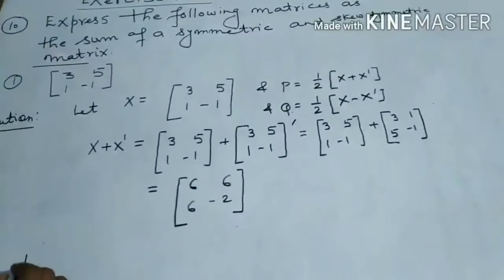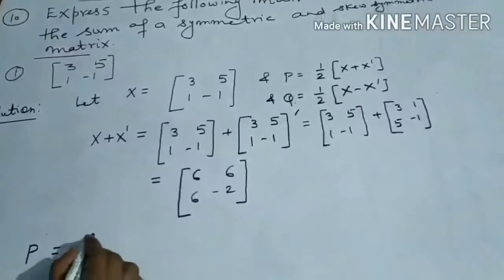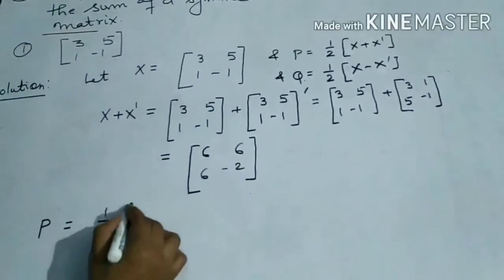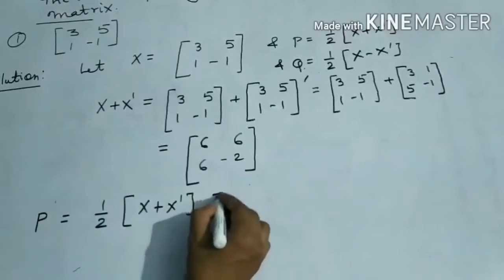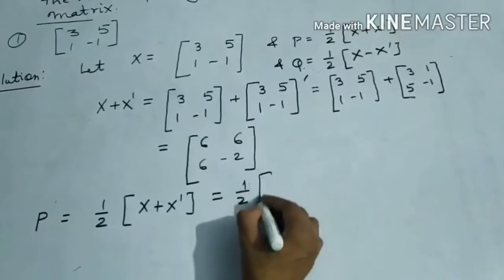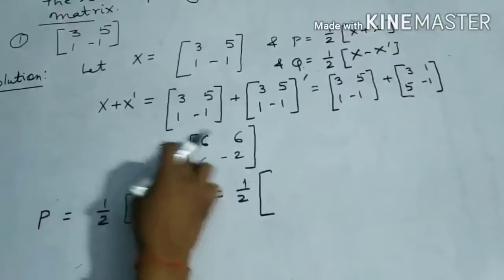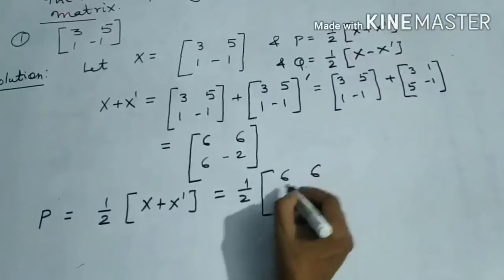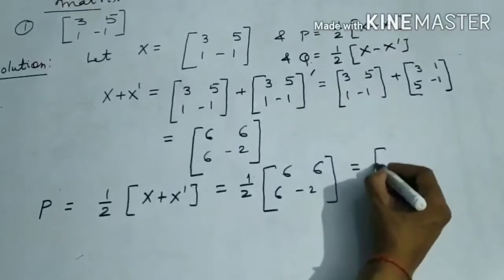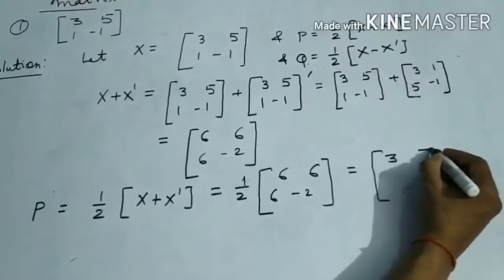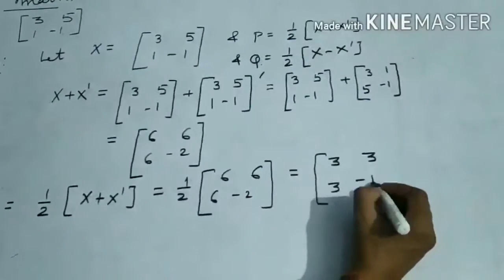After that P is equal to 1/2 (X plus transpose of matrix X), which is 1/2 of [6, 6; 6, -2], so this is equal to [3, 3; 3, -1].